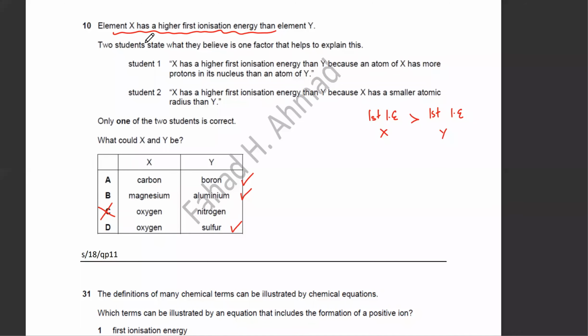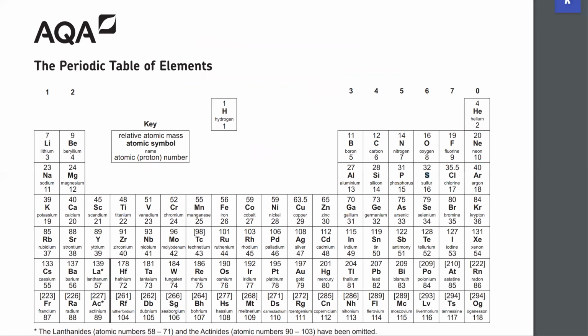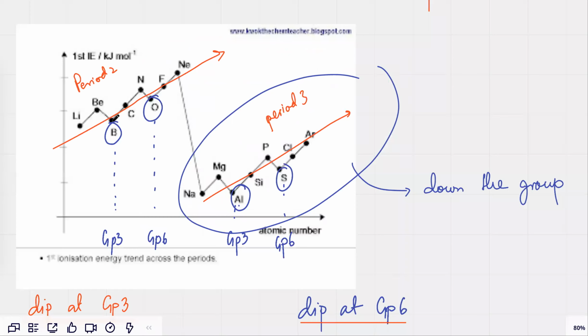Now he's saying two students. Now this is again more comprehension. Less knowledge, knowledge is not that important. Comprehension. So two students state what they believe is one factor that helps to explain this. Student one gave a reason. Student two also gave a reason. So I'm going to write down the reasons for each one of them. So why is carbon having an ionization energy greater than boron?